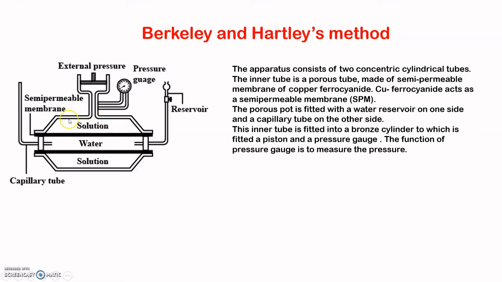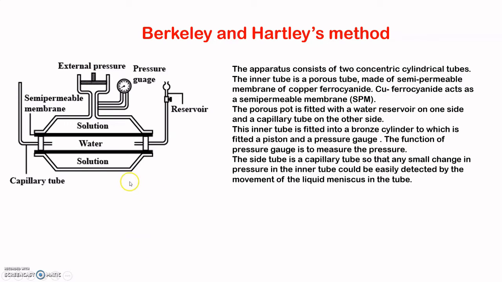The inner tube is put into another tube, a bronze cylinder, in which the solution is taken, and this bronze cylinder is fitted with an external pressure gauge. A piston and a pressure gauge. So you have the piston here, and that is connected to the pressure gauge. The pressure gauge measures the pressure, and the piston is used to apply pressure externally. Now this side tube, that is this capillary tube, is used to monitor any change in the pressure.